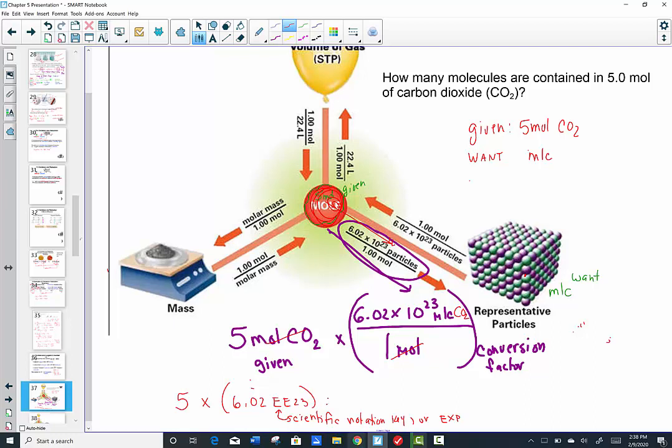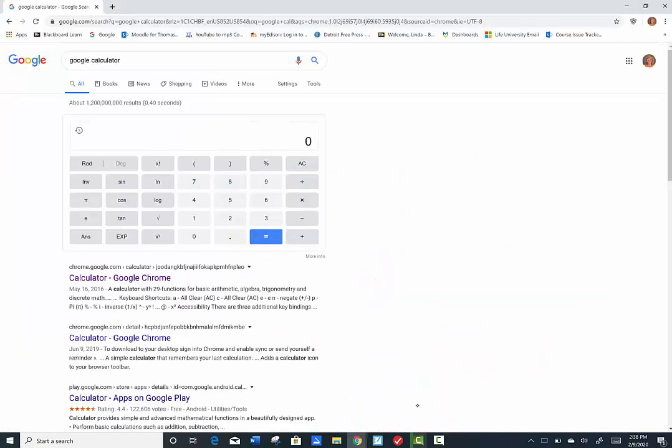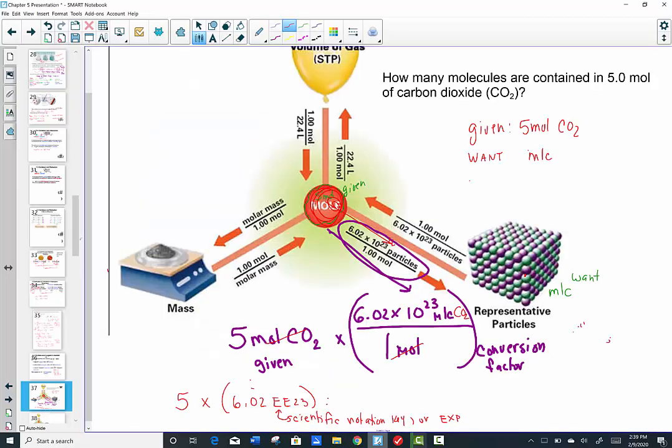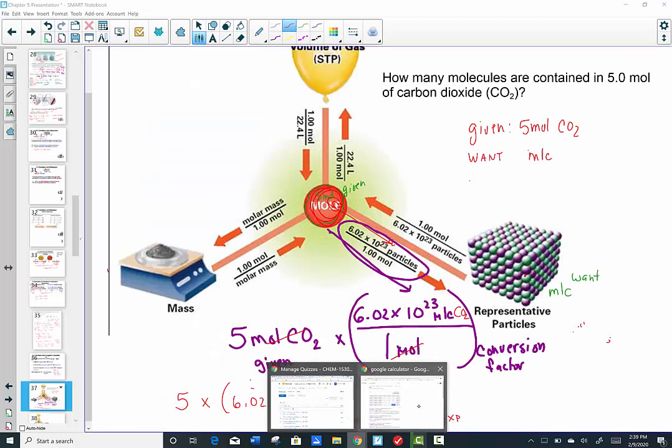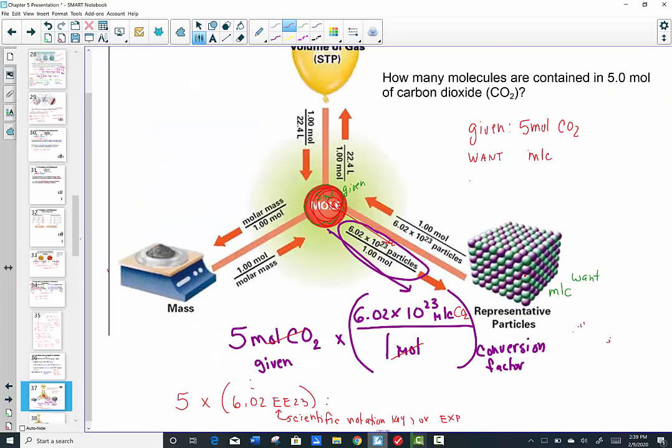So let me model that using just the Google calculator here. We had 5 moles, 5, and we want to multiply that by Avogadro's number. So 6.02, and then see how I have an EXP key? The EXP raises the power of 10. So 5 times 6.02, the E is scientific notation. It means times 10 raised to the 23rd power. And on your calculator, it should say 3.01 times 10 to the 24th. That's how we read that. My goodness, I just forgot what it said. 3.01 times 10 to the 24th.